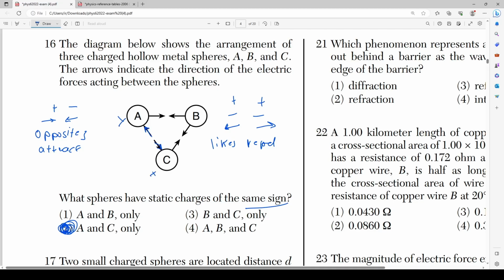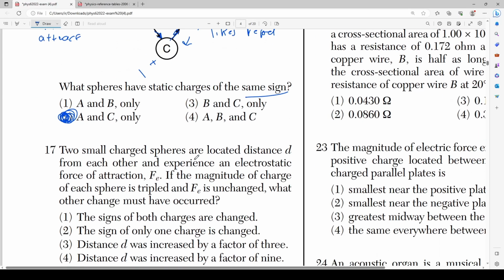If we just say that likes repel, we're looking for the only two spheres that move away from each other. A and C are the only two that move away from each other, which means they're the only two that can have the same charges. C and B can't be the answer because they're attracted to each other, meaning they have opposite charges, and A and B can't have the same sign because they're attracted to one another. The arrows are moving toward each other, they're meeting each other. And A, B, and C doesn't make sense because if they all had the same sign, everyone would be repelling one another, and all the arrows would look something like this.